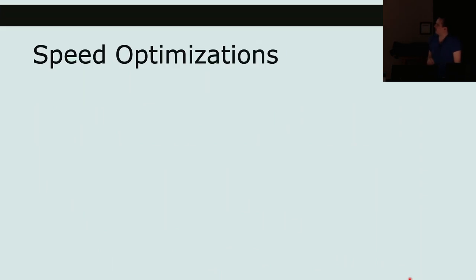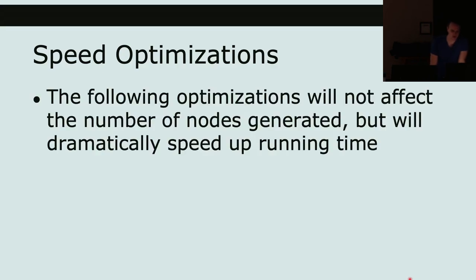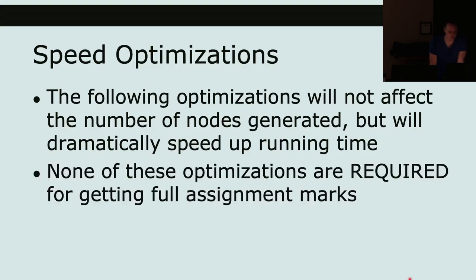Now, we're going to talk about speed optimizations, because that's basically all you have to do for the assignment. Now, I say all you have to do, but that's easier said than done. But here is how you make it fast. The following optimizations will not necessarily affect the number of nodes generated, meaning it won't affect the big O running time of any of these algorithms, but it may dramatically speed up the actual running time, which is what we're concerned about for the assignment.